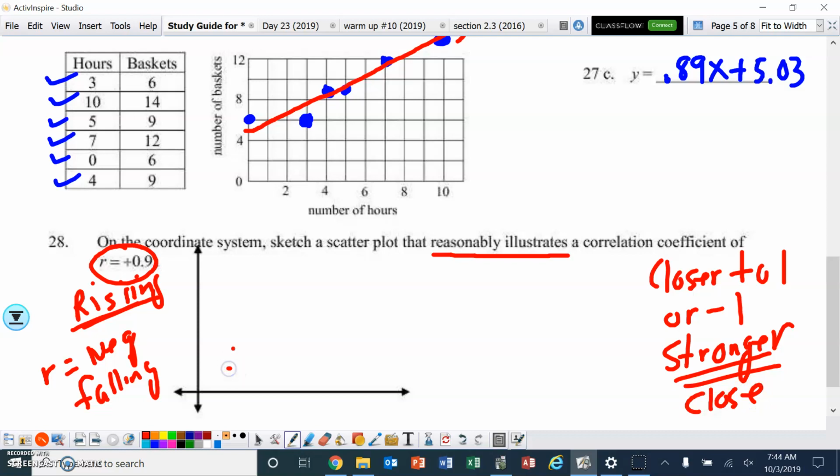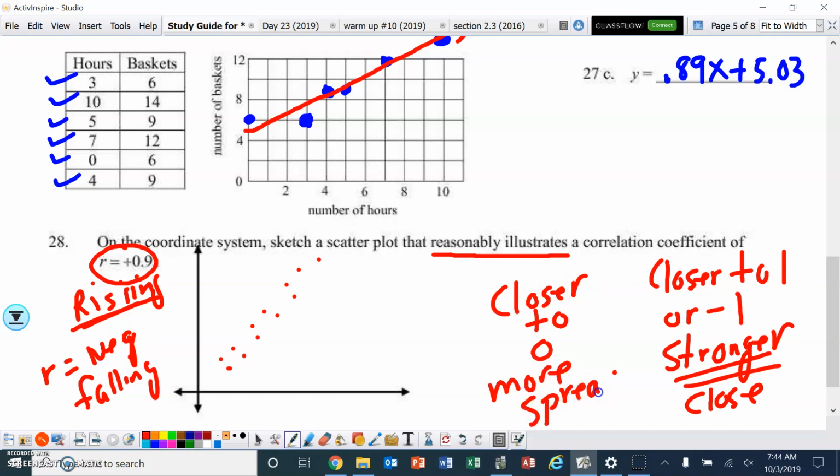So I'm just going to draw a scatter plot. That's positive, and the dots are fairly close together. Remember, closer to 0, more spread out. All right, that's it for 28. Let's go to the next page.